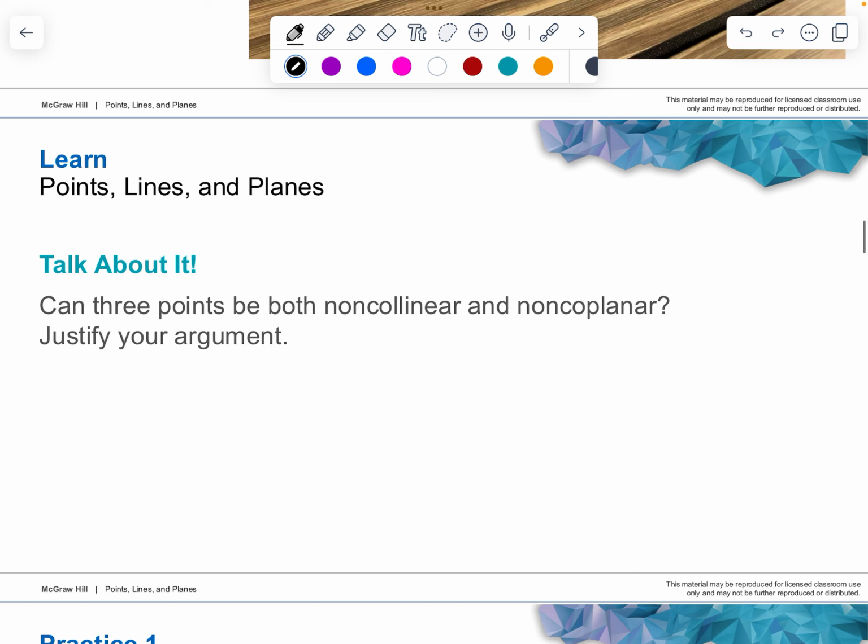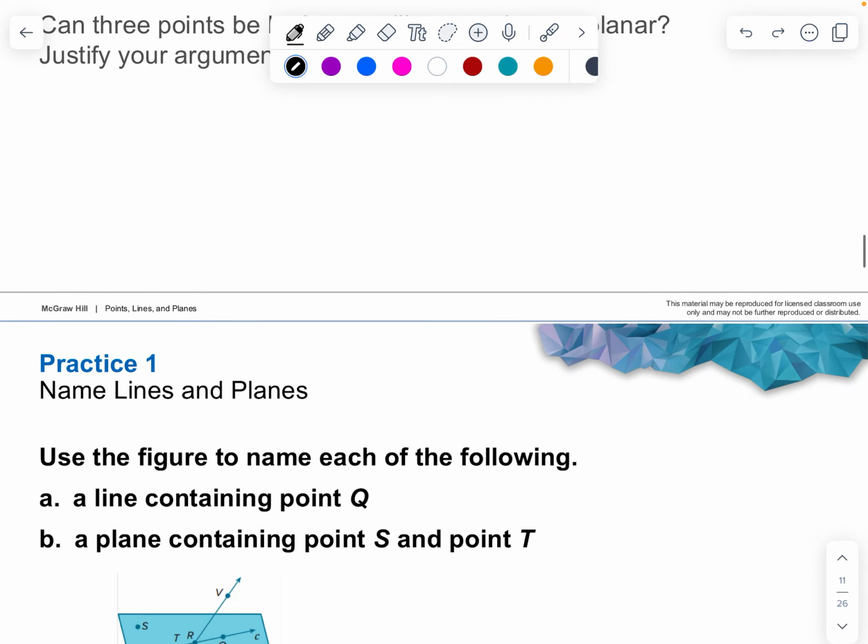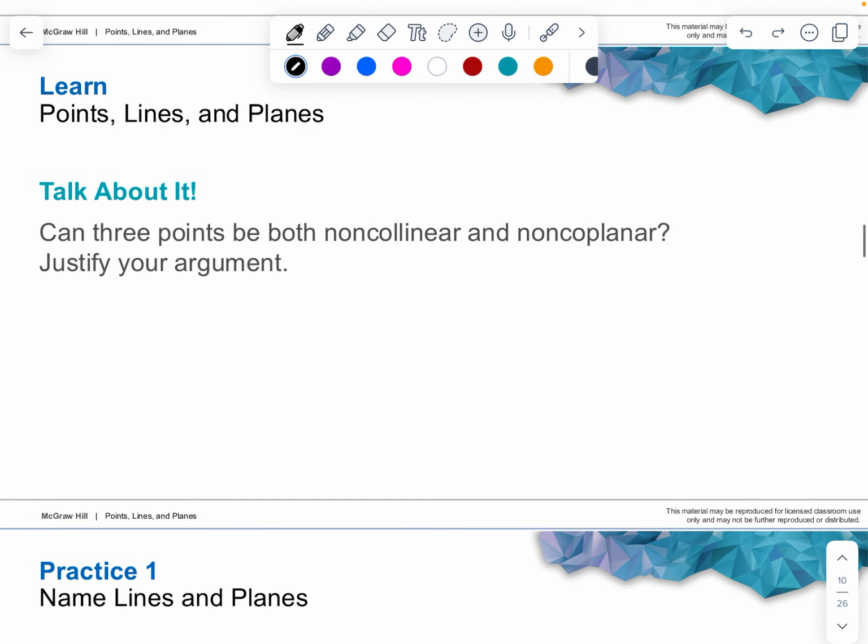Okay. And then here's another thinker for you that you can pause the video and think about. Can 3 points be both non-collinear and non-coplanar? Think it out. Talk to another person. This is definitely a level 3 kind of question. I would recommend you think it out and talk to somebody. Definitely recommend. All right. Pause. Think it.